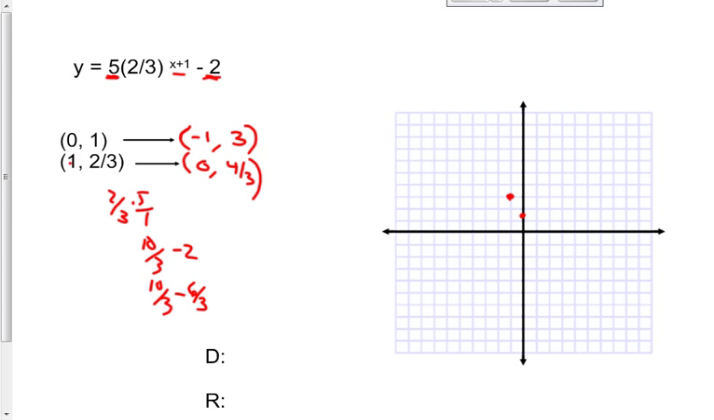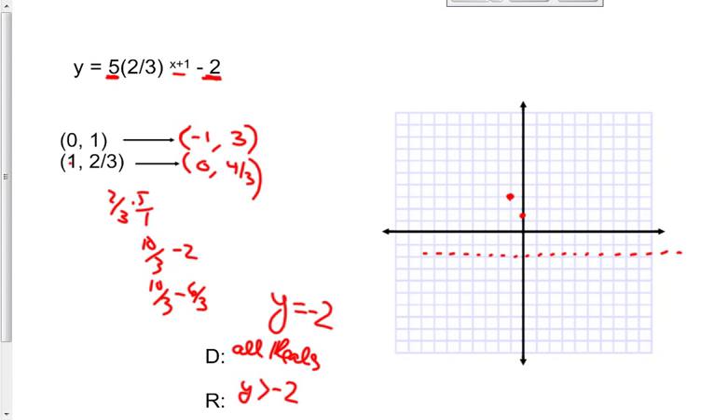Asymptote line in the back, -2. Y equals -2. That's also going to be my range. Y is greater than -2. Domain, all reals. -2 is my asymptote line. This one starts high, there's no flip on it. Starts high, approaches my line, not crossing. There you go.